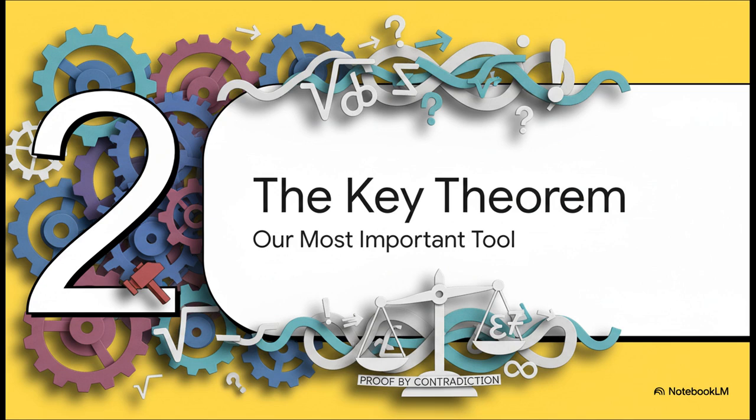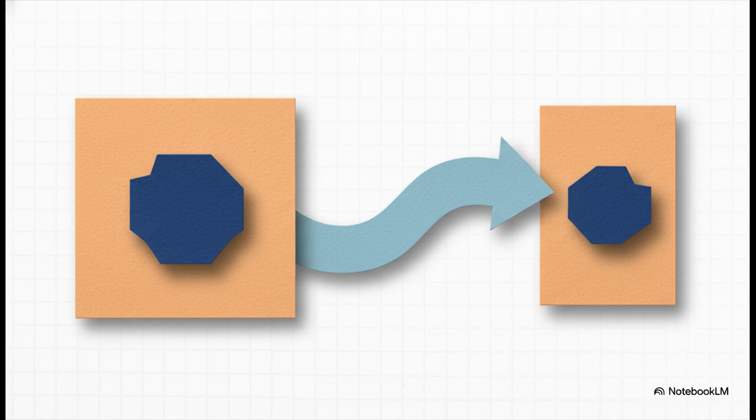Really, this is the most important tool in our toolbox today. So here it is, Theorem 1.2. And honestly, it sounds more complicated than it is. It just says this: if you have a prime number, let's call it p, and that prime number can divide another number squared, a squared, then it has to be able to divide the original number a as well. I know, it might seem a little abstract right now, but trust me, this simple little rule is the absolute cornerstone for the entire proof we're about to walk through.